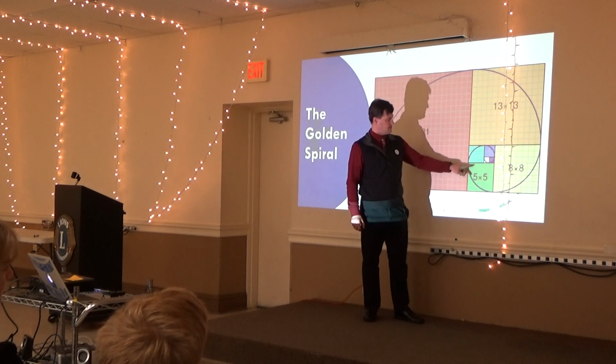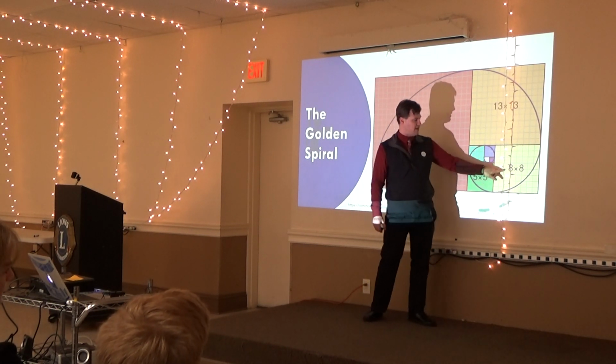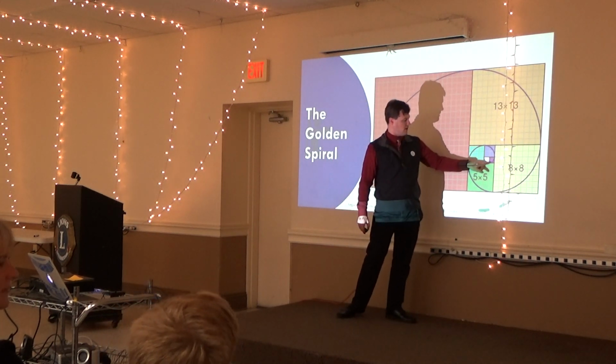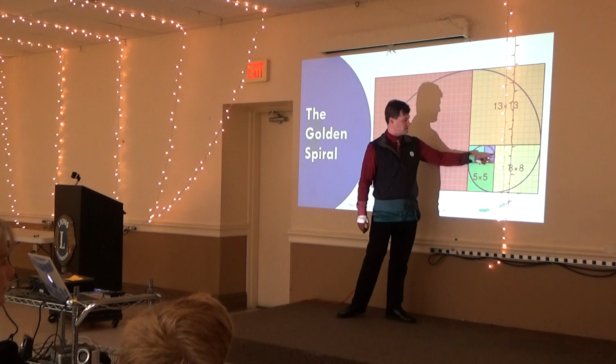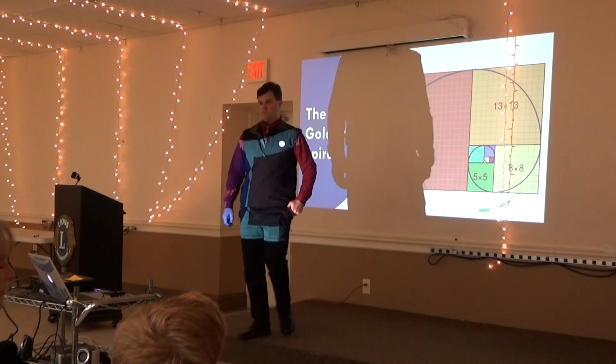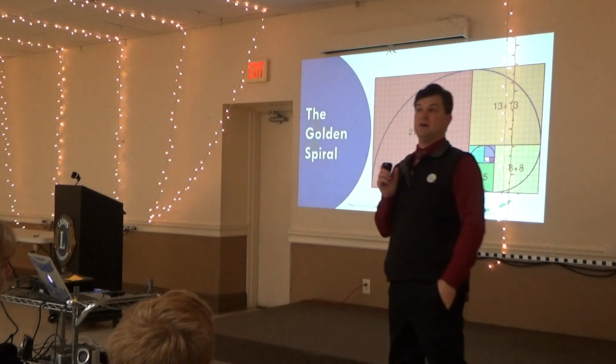Notice the area of these squares. It's a 1 by 1, a 2 by 2, a 3 by 3, a 5 by 5, an 8 by 8. These are Fibonacci numbers. And when you trace an arc out to make these pretty curves from corner to corner, they make what's called the golden spiral. Now, before I go any further, does this shape look familiar to any of you?